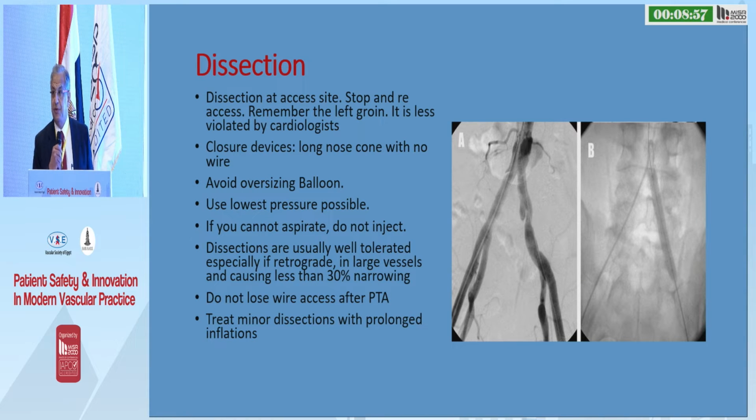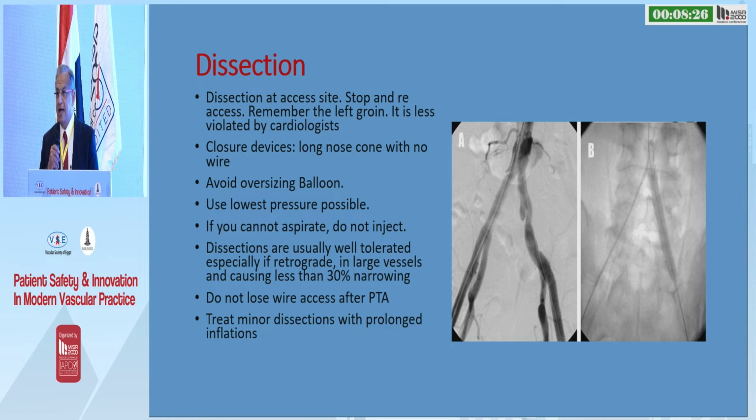Second one is dissection. If you have a dissection at the access site and you identify that, well, stop and try something else. Remember that there is a left femoral artery that is not violated by your cardiologist. The long noses of closure devices are long and they can reach the aortic bifurcation and cause dissection. Avoid oversizing of balloons. Do not inject if you cannot aspirate. Dissections are usually well tolerated if they are less than 30%.